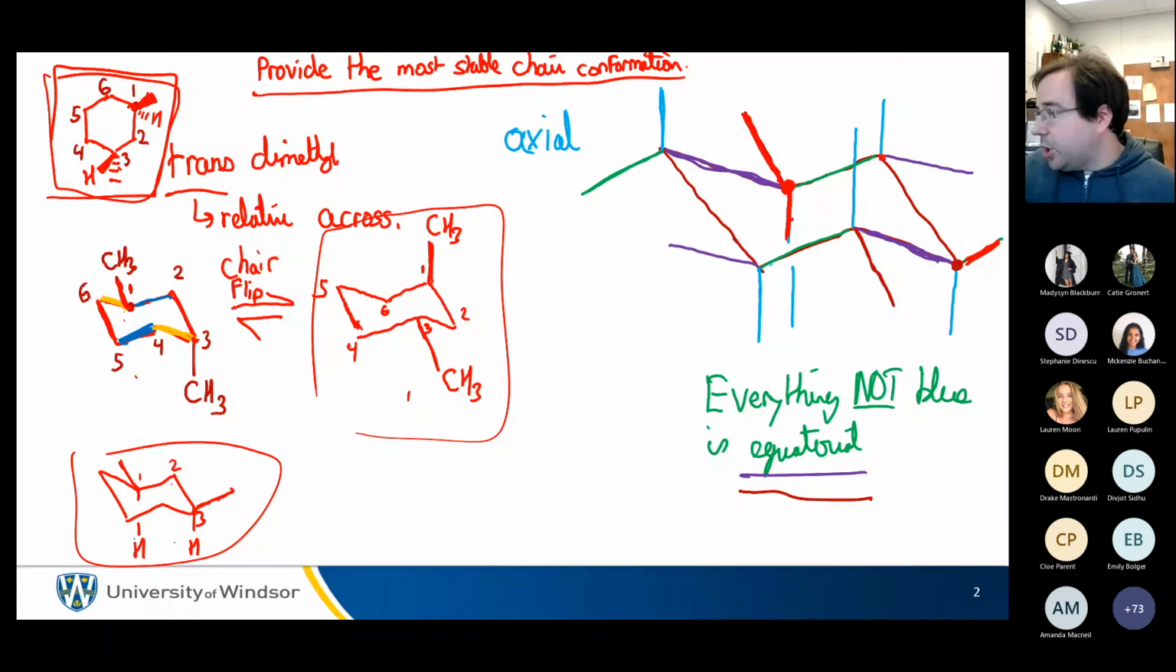So the trick question here is, Nora was saying, would the second chair be more stable? They're the same. They are identical because they both have one equatorial and one axial methyl group. There is no difference between these two in energy. They are identical in energy. So we'll do one where it is more screwy.